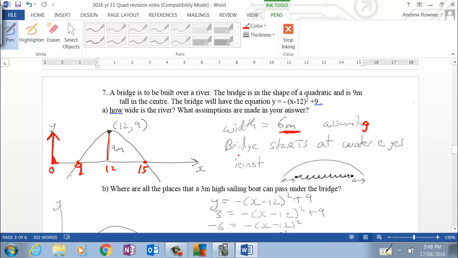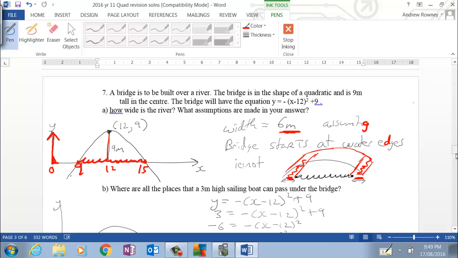However, we've got an assumption there, we're assuming the bridge starts at the water edges. So we're assuming that the water runs from 9 all the way to 15. Whereas in real life, it may be something like this here, where you've got a gap for a walkway on either side, and like in three dimensions, you'd go back like this. So you've got your walkway through there, and your walkway through here, and your overarching bridge like that.